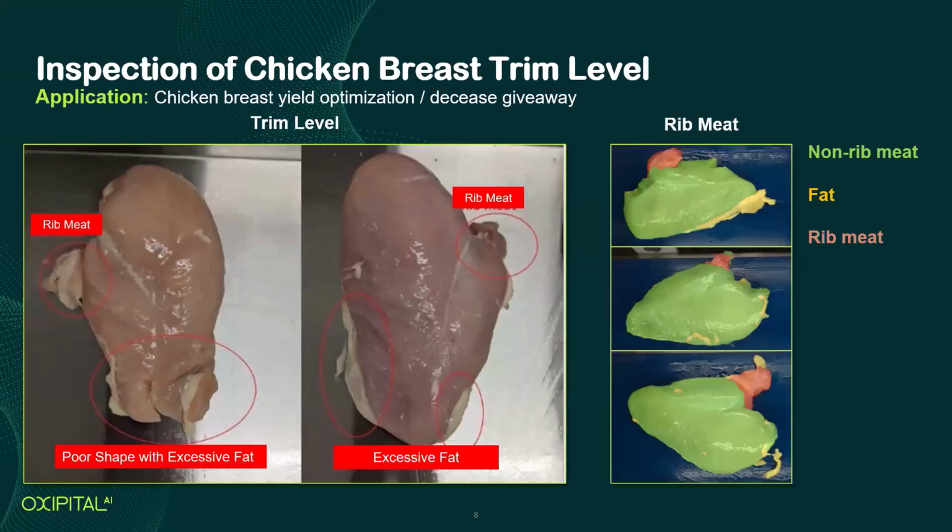When we start to look at different applications that AI-based solutions lend themselves well to, one great example is chicken breast trim level. Trim refers to the amount of fat and rib meat that's present on a piece of chicken breast.